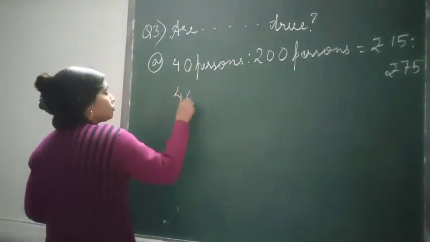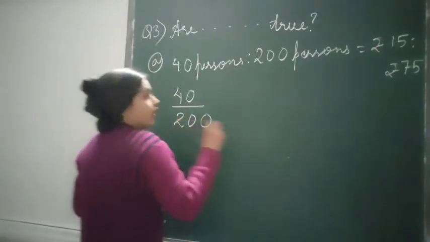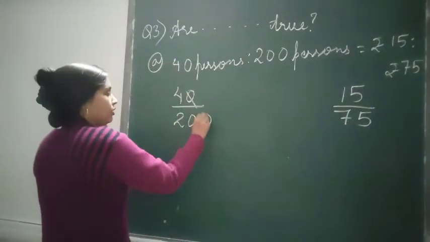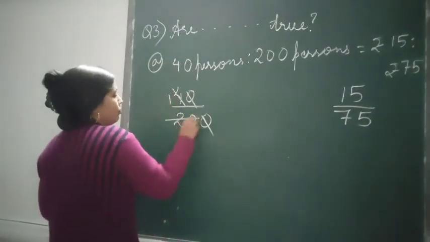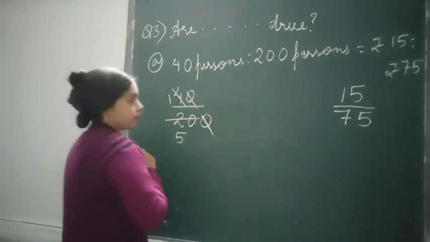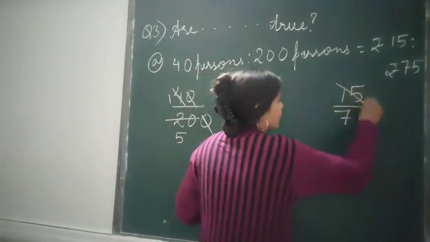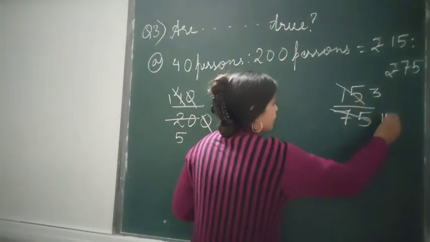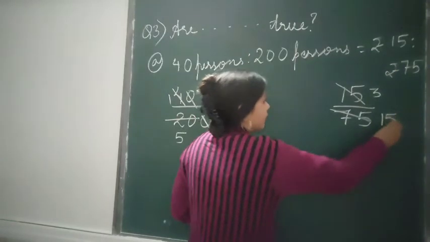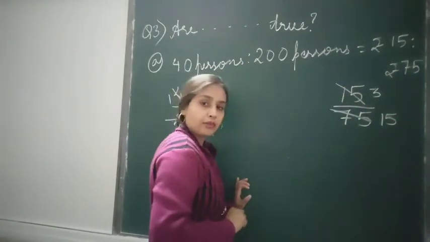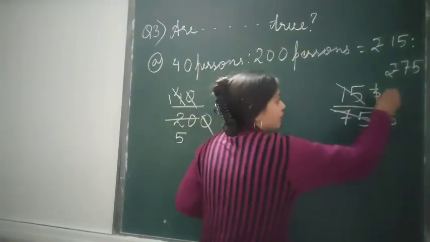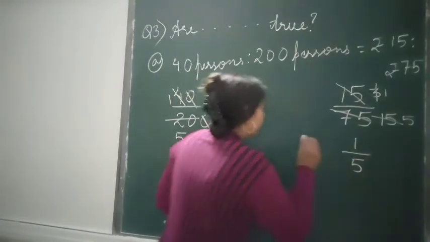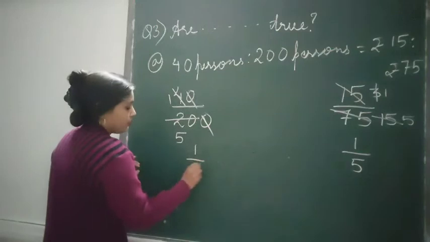So this comes out to be 40 by 200 and this is 15 by 75. 0, 0 got cancelled. 4 ones are 4, 4 fives are 20. Both are divisible by 5, children. 5 threes are 15, 5 ones are 5, 5 fives are 25. Then 3 and 15 both are divisible by 3. So 3 ones are 3, 3 fives are 15. So here we get 1 by 5 and here also we get 1 by 5.